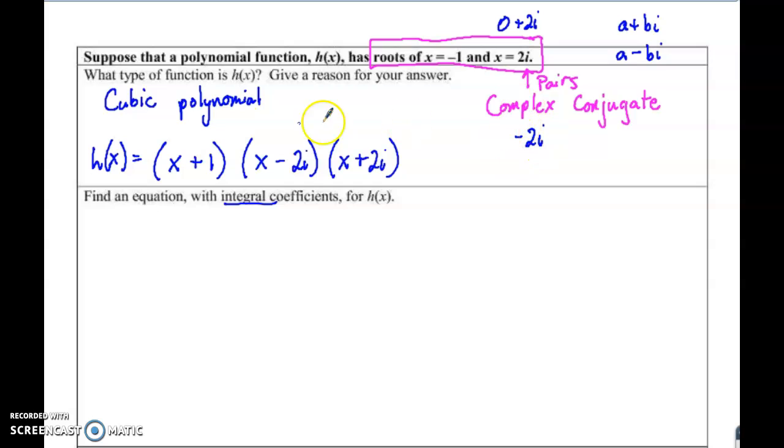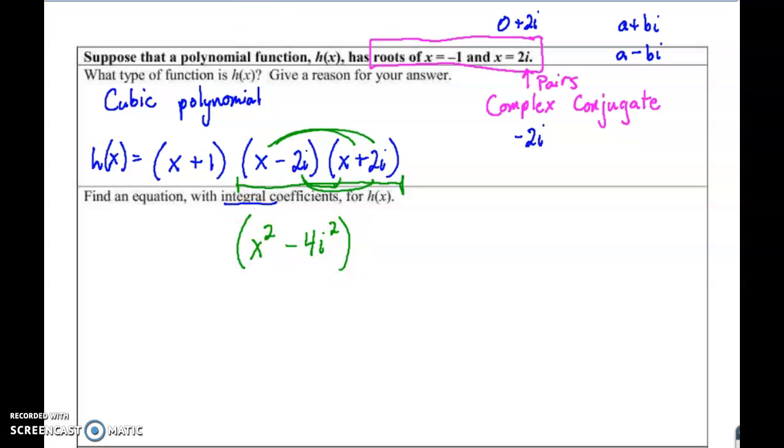So you can't leave this answer in factored form. So what they want you to do is, first of all, it's easiest if you multiply this out first. And what you'll notice is the inside and the outside terms will cancel. So you're looking at x squared plus 2xi minus 2xi, they cancel, and then minus 4i squared.